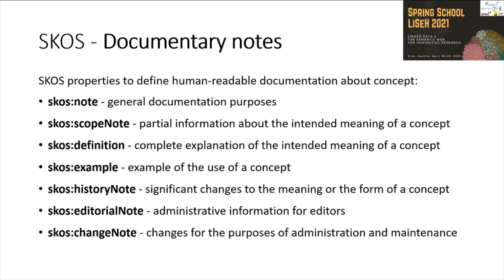Scope note is used for storing partial information about the intended meaning of a concept. SKOS definition usually contains a complete explanation of the intended meaning of a concept. The SKOS example property is used to provide usage examples of a concept in a specific context. SKOS history note stores any significant changes to the meaning or the form of a concept. SKOS editorial note is used by editors to log any administrative information about a concept. And finally, SKOS change note is used to describe changes for the purposes of administration and maintenance.